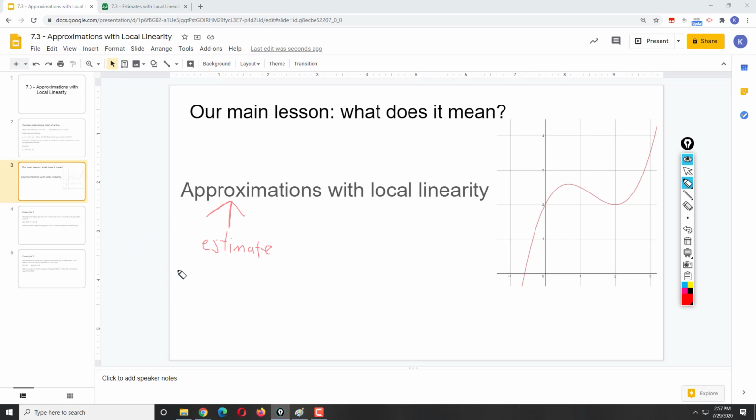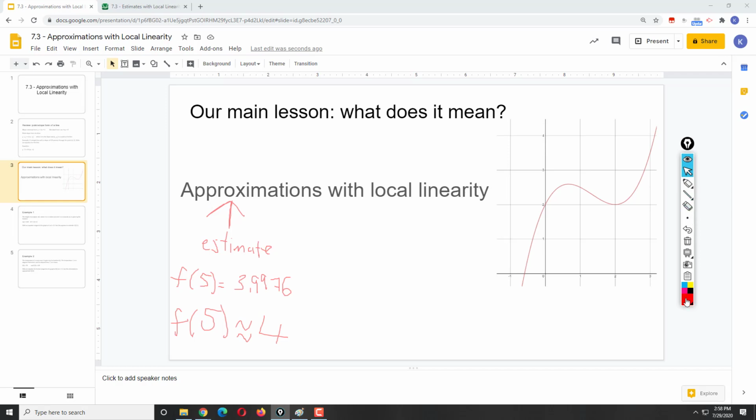For example, let's say f of 5 is 3.9976. We can estimate f of 5 to be about, and the squiggly line means estimate, about 4. That's what approximation means.